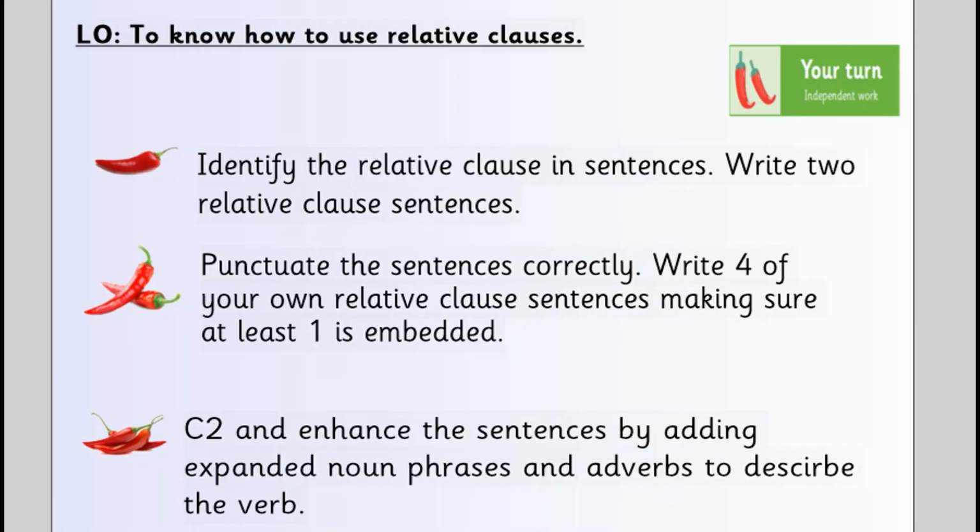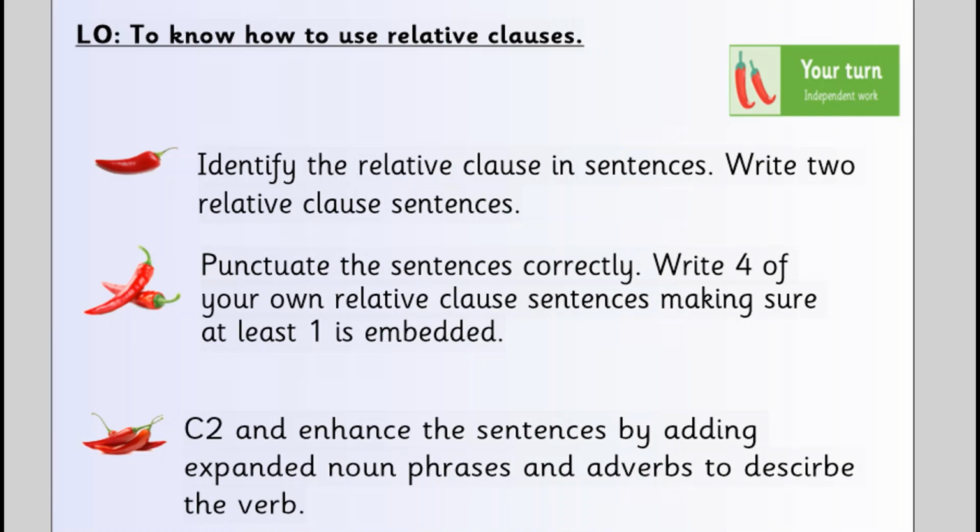And then you would click to start. So these are your Chilli challenges for this lesson. Chilli 1, I want you to identify the relative clause in the sentences and then write 2 of your own relative clauses down. So maybe make them about space. Chilli 2, I want you to punctuate the sentences correctly. Write 4 of your own relative clause sentences, making sure at least one of them is an embedded relative clause. And then Chilli 3, I want you to do Chilli 2, and then enhance the sentences by adding expanded noun phrases and adverbs to describe the verb.